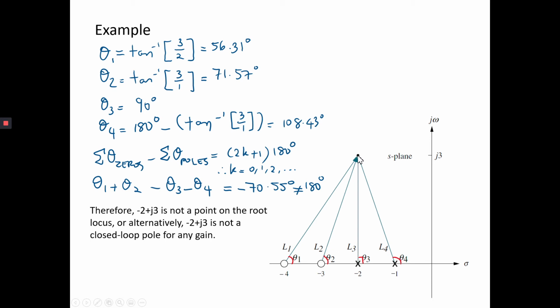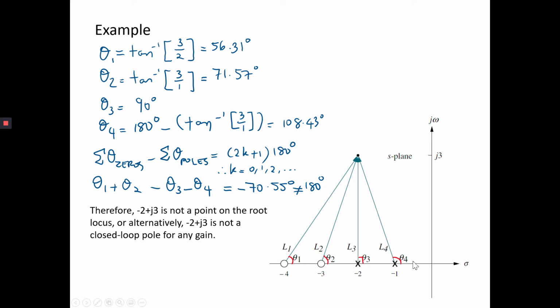First, we draw a straight line from each zero and each pole to the given point, negative 2 plus j3. And then we determine the angle from each pole and zero to that point. We label them theta 1, theta 2, theta 3, and theta 4. We determine theta 1, which is arctangent of 3 over 2, since the horizontal distance from negative 4 to this point is 2. Arctangent 3 over 2 is 56.31 degrees. For theta 2, we have arctangent 3 over 1, which is 71.57 degrees. For theta 3, the angle is 90 degrees.